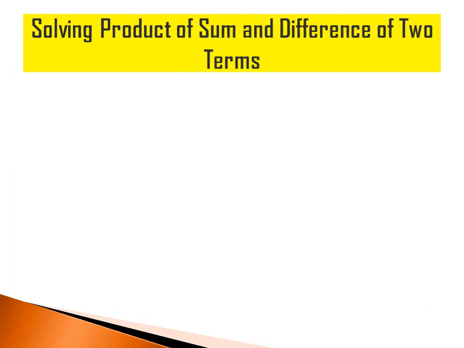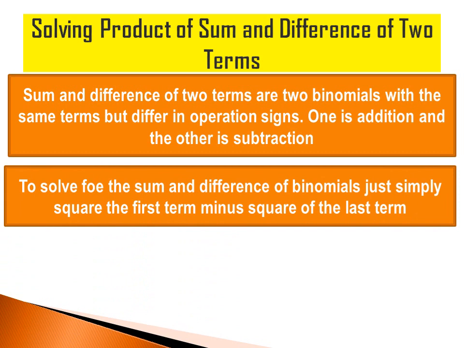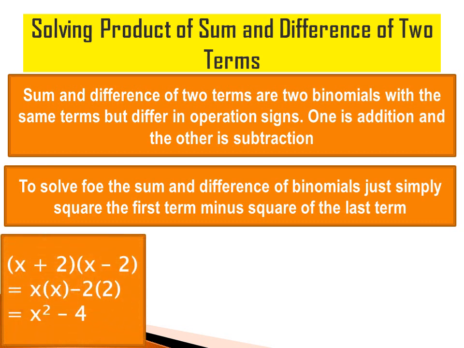Solving product of sum and difference of two terms. Sum and difference of two terms are two binomials with the same terms but differ in operation or signs. One is addition and the other is subtraction. To solve for the sum and difference of binomials, just simply square the first term minus square of the last term. Example, we have the quantity of x plus 2 times the quantity of x minus 2.